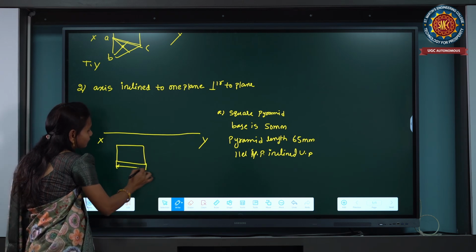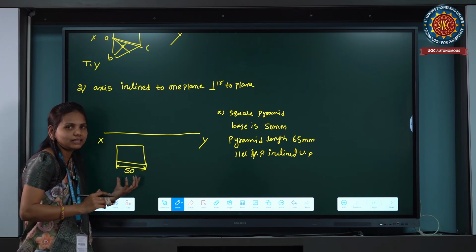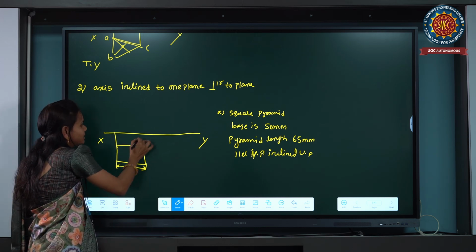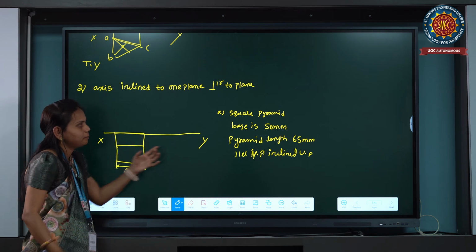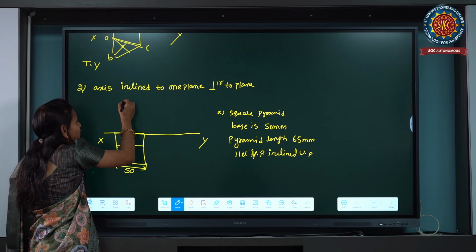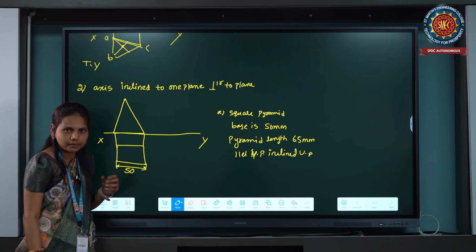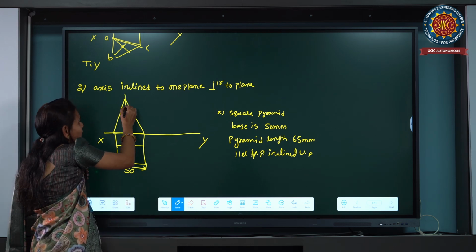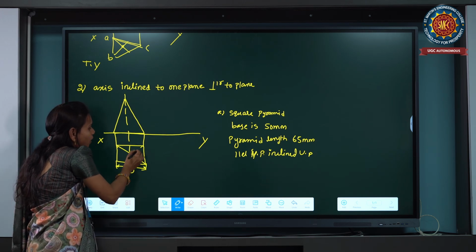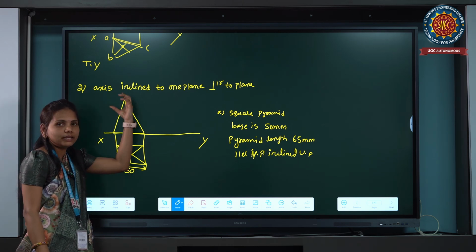So what is the base length of the square pyramid? This is the 50 mm base length. All base sides are equal. So extend this line, and what is the pyramid length? Pyramid length is 65 mm, right? So first draw the 65 mm line. Join all the corners meeting at one point, we call it a pyramid, right? So in this, draw the axis line. How will we get the axis line? Join all the corner points, we will get the midpoint of the square and pyramid.